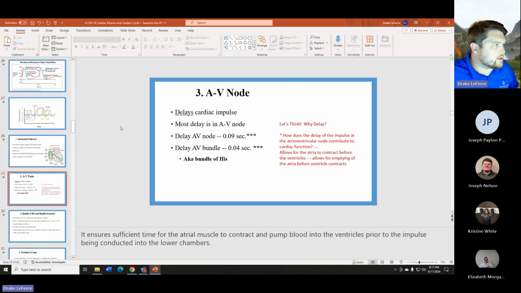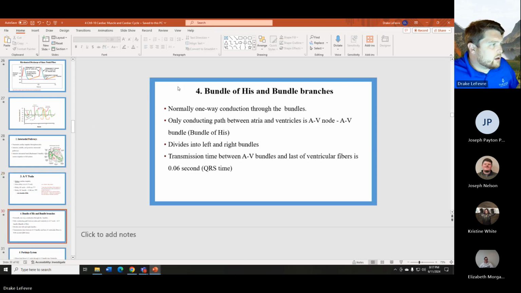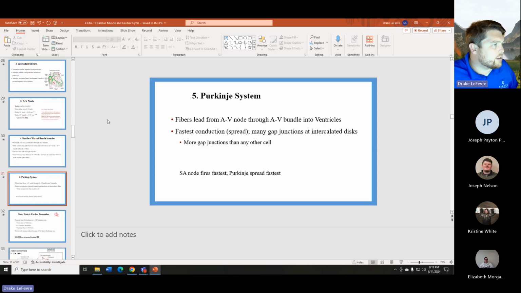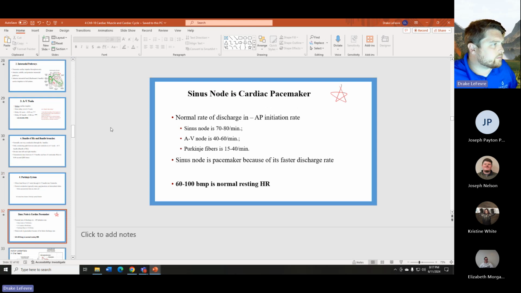General pathways: the AV node. We talked about why the delay: for the emptying of the atria. This will be super important when we get to heart sounds. Then the bundle of His and the bundle branches, the left and right bundles. Then the Purkinje system.